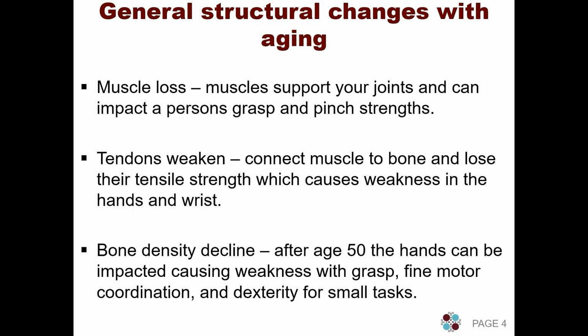So losing muscle strength is super common as we age, and muscles are important because they support your joints. Tendons start to weaken. Tendons connect muscle to your bones, and when they lose their tensile strength, that can cause generalized weakness in the hands and wrist. And a decline in bone density usually occurs after the age of 50, usually earlier in females versus males, and that can really impact weakness, fine motor coordination, and dexterity of the fingers and hands.